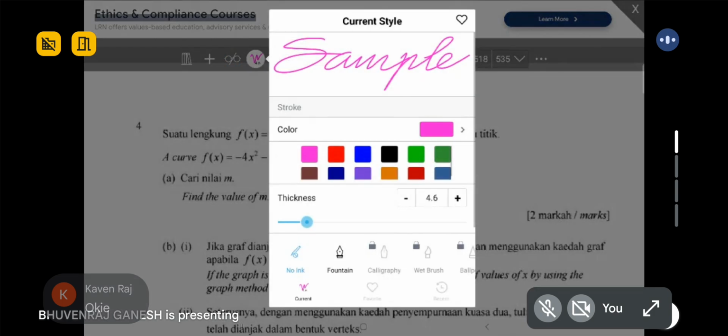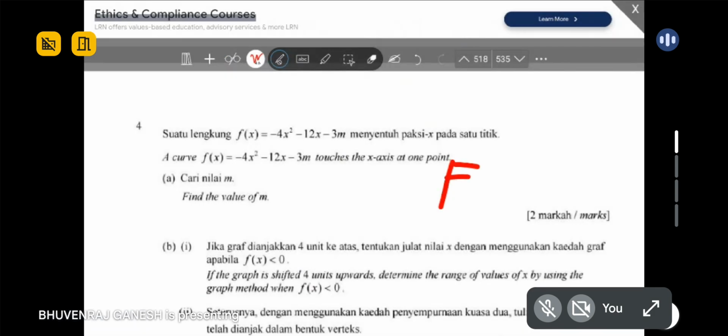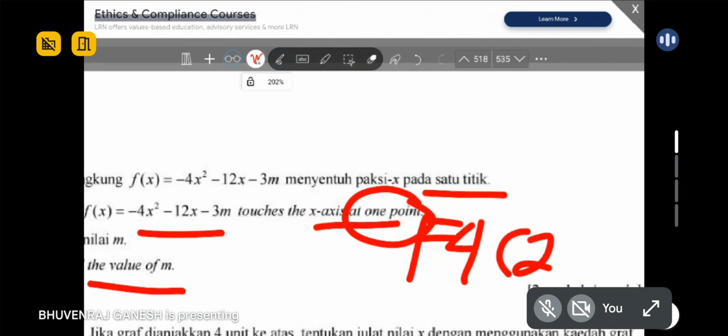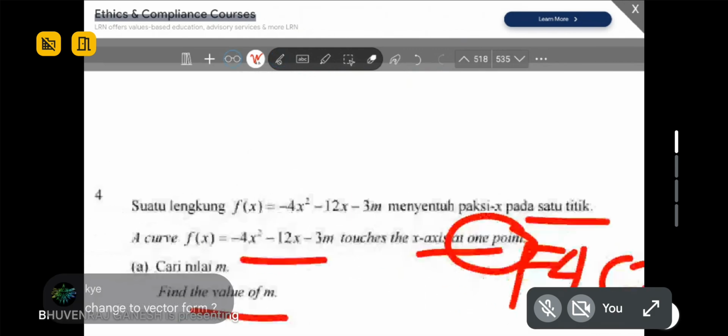Okay. All right. So this one is your Form 4 Chapter 2, guys. Quadratic. Important chapter. Penting. Okay. So they tell you it touch the x-axis at one point. Okay. What is the equation you can think of here, guys? They already say the keyword 1 point. Satu titik. So what will come to your mind over here?